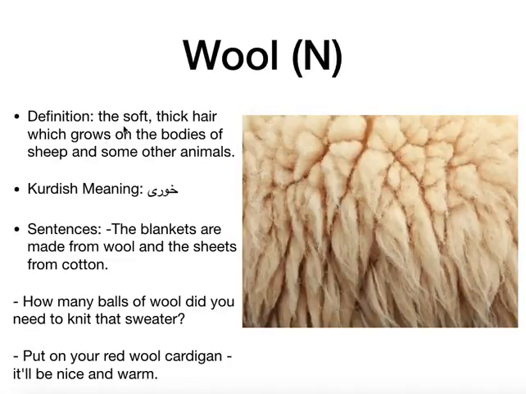It is a soft, thick hair which grows on the bodies of sheep and some other animals. So this is an example of wool. Usually wool is used to make clothes, blankets, and so on. The blankets are made from wool and the sheets from cotton. How many balls of wool did you need to knit that sweater? Put on your red wool cardigan. It will be nice and warm.